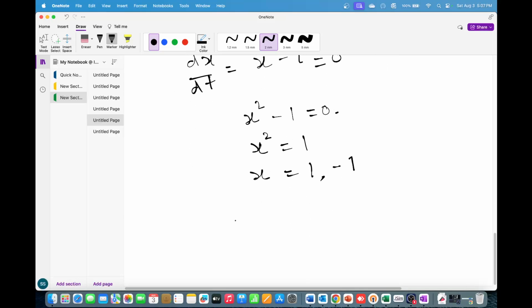Now let's check if either of them is giving you a stable or an unstable steady state.